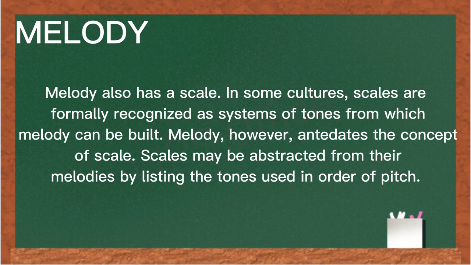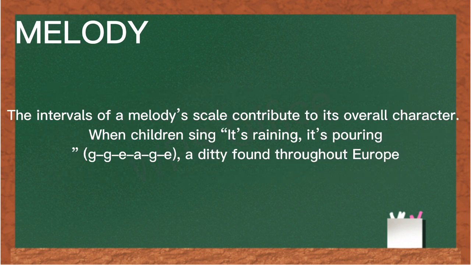In some cultures, scales are formally recognized as systems of tones from which melody can be built. Melody, however, antedates the concept of scale. Scales may be abstracted from melodies by listing the tones used in order of pitch. The intervals of a melody's scale contribute to its overall character. When children sing "It's raining, it's pouring," G, G, E, A, G, a pattern found throughout.